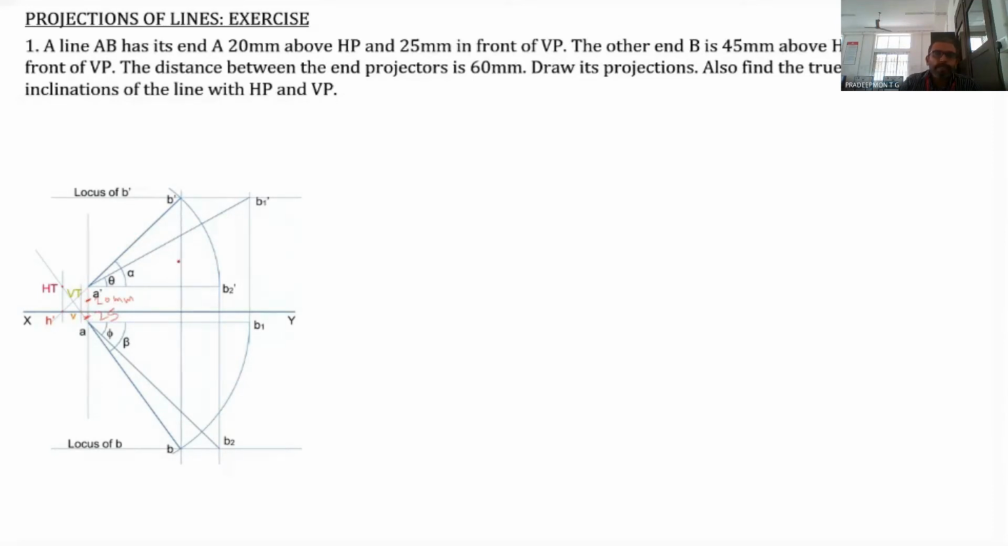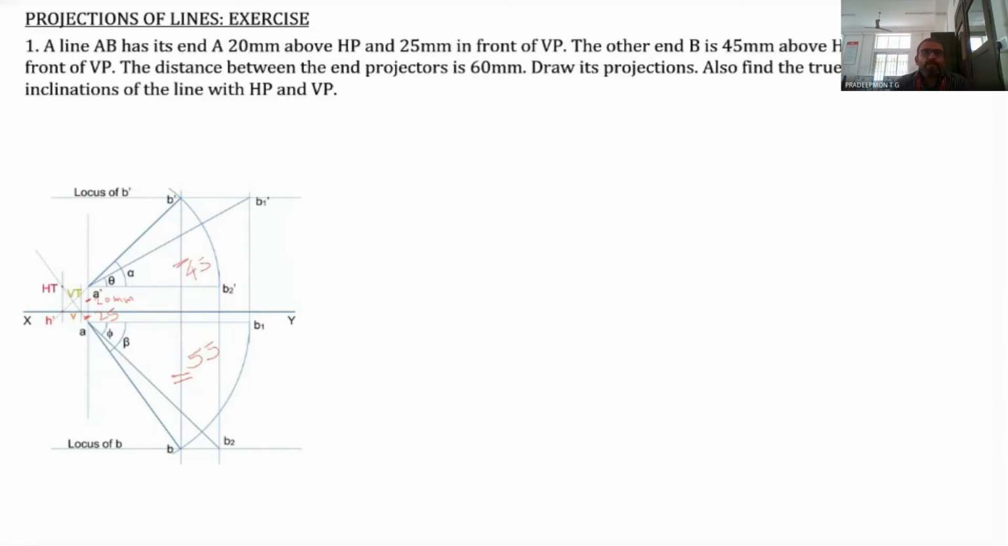And then the next is the other end B is 45 millimeter above HP and 55 millimeter in front of VP. So this distance is 45. That is the distance of B dash from XY line is 45. And the distance of B from XY line, that is 55. This is also given. So all these parameters are given.